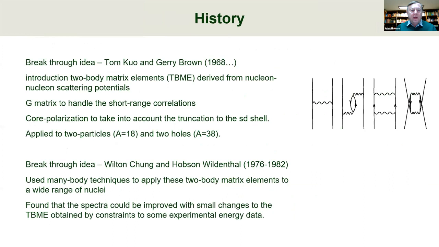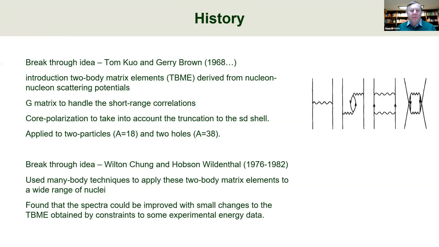So the history of this starts around 1968, I think, with two kind of breakthrough ideas. One is Kuo and Brown worked to develop a theory that takes nucleon-nucleon scattering potentials and to develop a G matrix for short-range correlations and to develop core polarization. And then they applied it to two particles in the SD shell and two holes, and it worked rather well.